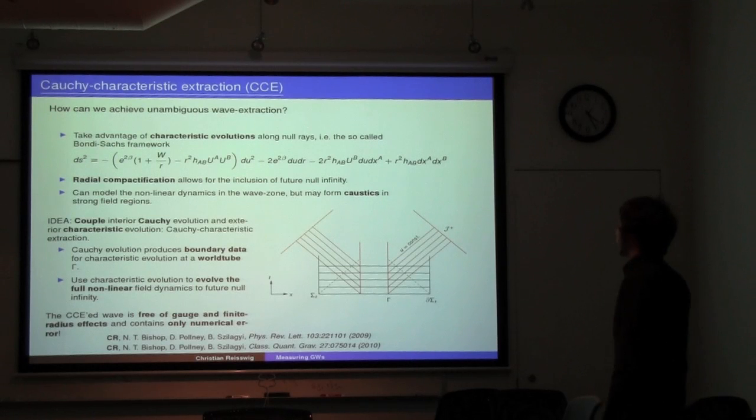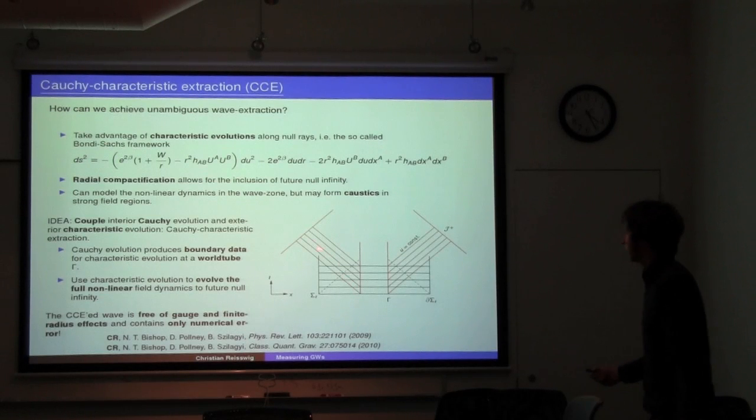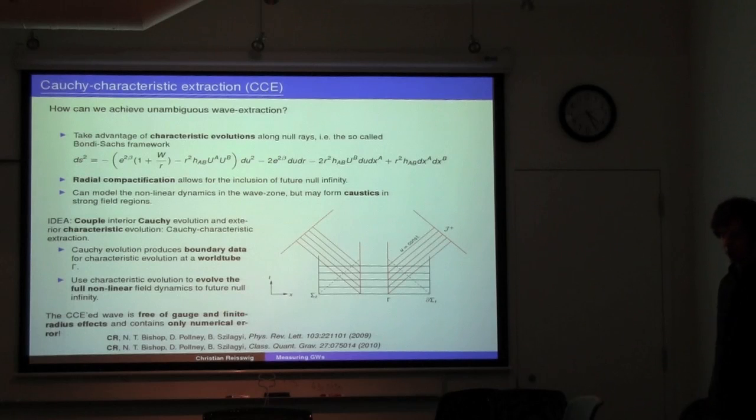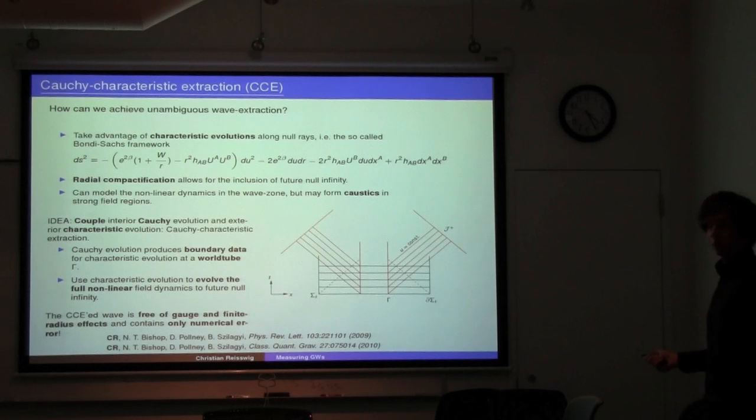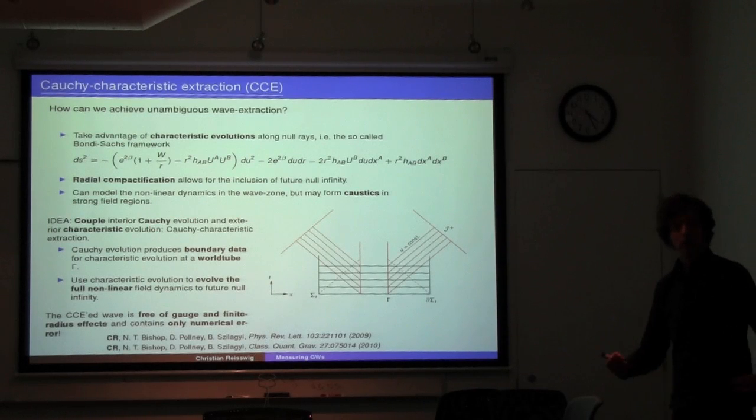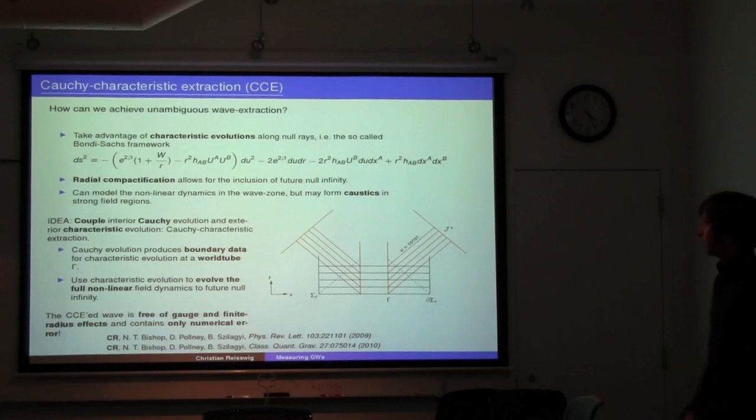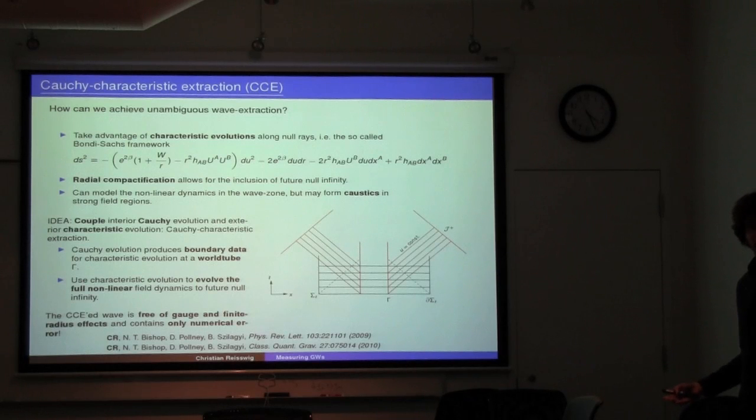And the drawback of this method: you could ask why we don't just use characteristic evolutions for binary black holes for the entire spacetime. The problem with characteristic evolutions is that caustics may form, so null rays may intersect. That means we have a coordinate singularity there, but coordinate singularities are also bad singularities, and we want to avoid that, of course.